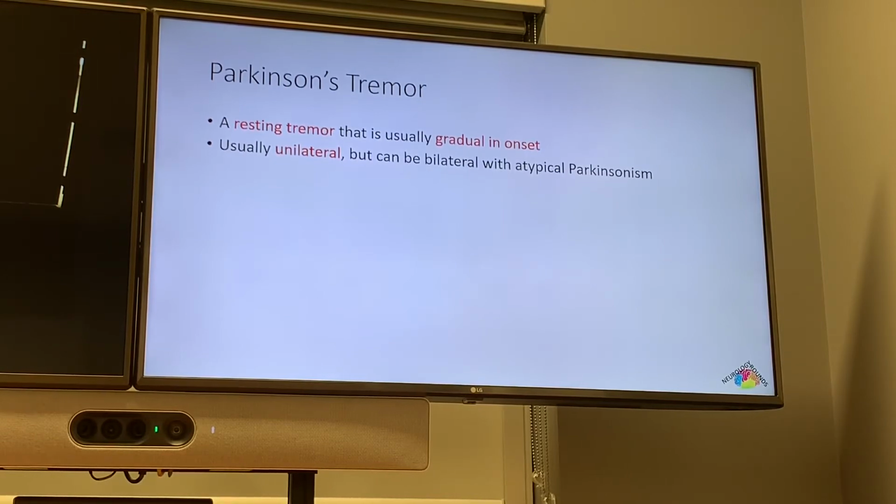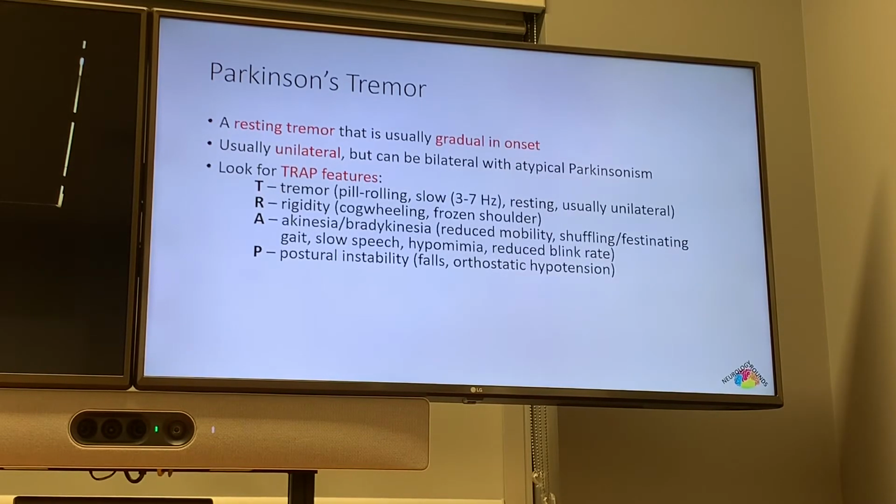If you're at all suspicious that your patient might have Parkinson's, you should examine for the cardinal features of Parkinsonism, which are the TRAP features. So this would include a tremor. This is often a pill-rolling tremor, resting, slow and unilateral. The R is for rigidity, so you would examine them for cogwheeling at the wrist. You would check if they've ever had frozen shoulder, if they have any kind of lack of movement at the shoulder. A is akinesia or bradykinesia, so any slowing of movement anywhere, basically.